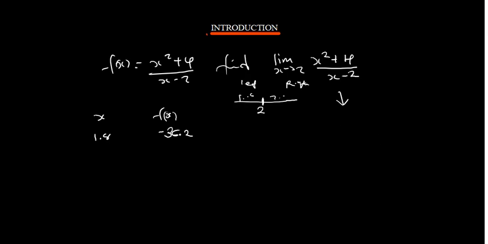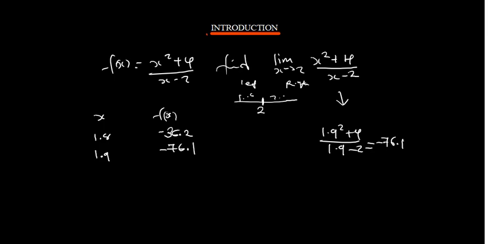Just from the left. Let's try another number. So what number can we put? Let's put 1.9. If we put 1.9 there, 1.9 squared plus 4 over 1.9 minus 2. If you punch properly on a calculator, this will give you negative 76.1. So this is what we saw, negative 76.1.